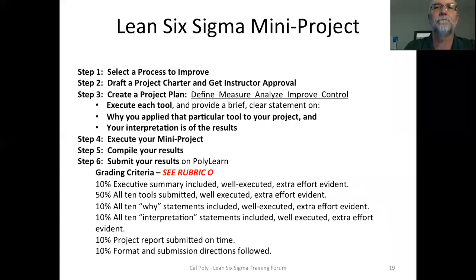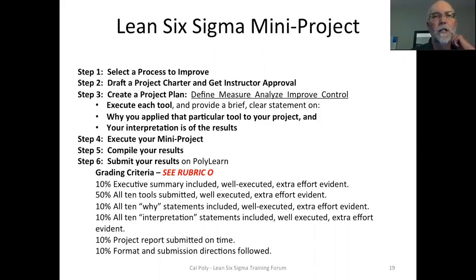All right. Now let's talk a little bit about the mini project. As part of this class, you have to do a mini project. It's worth 25% of your grade. Essentially, this project is about applying 10 tools from the DMAIC process to some process or problem that you don't own. And by saying that you don't own it, I don't want you to do your personal grooming process or your personal travel planning process.